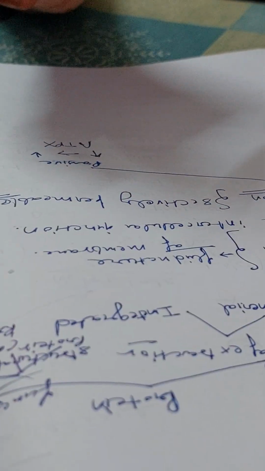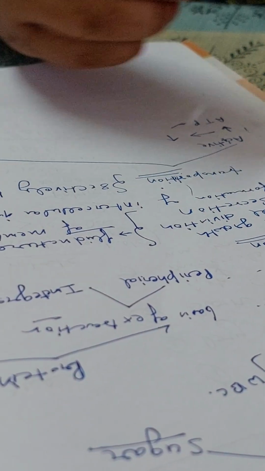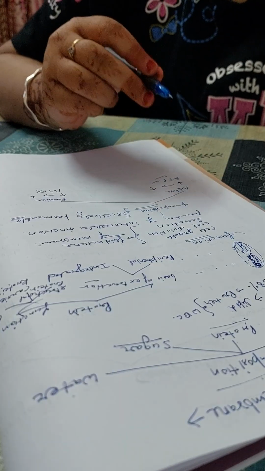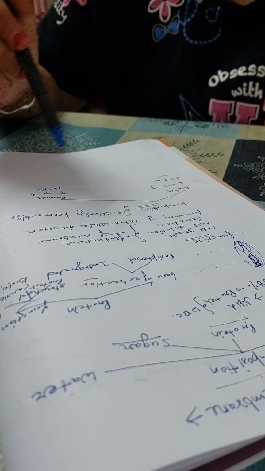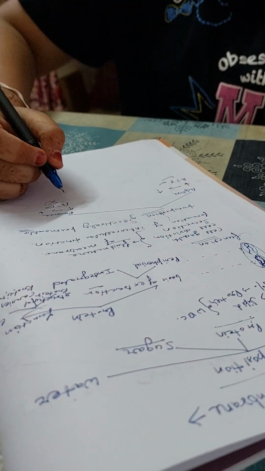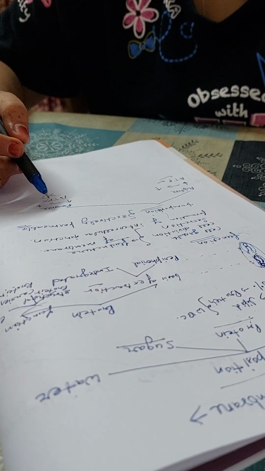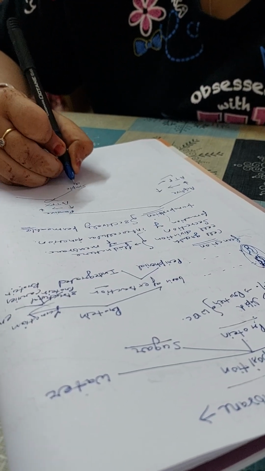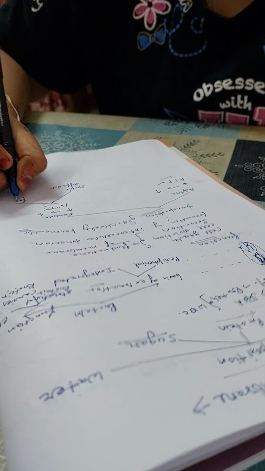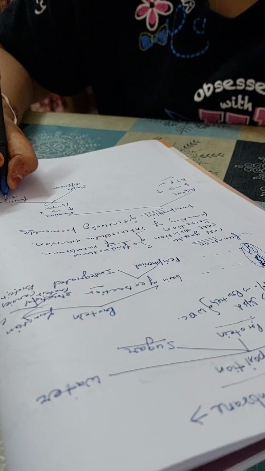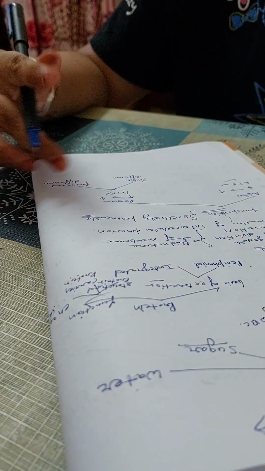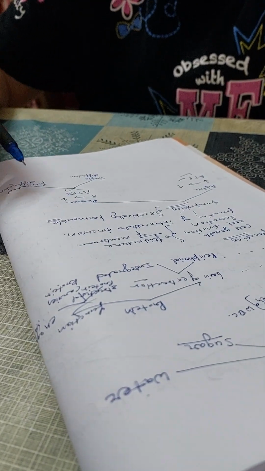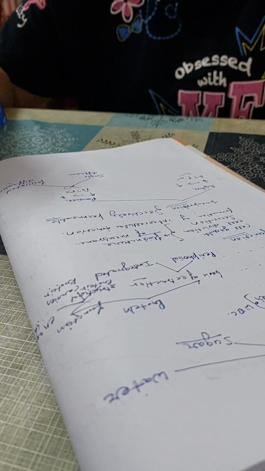Now carrier protein, which I have discussed. Carrier protein is required in active and not always required in passive. On the basis of whether it is required or not, passive transport is divided into two: simple diffusion and facilitated diffusion. In simple diffusion the carrier protein is not required, and in facilitated diffusion the carrier protein is required.